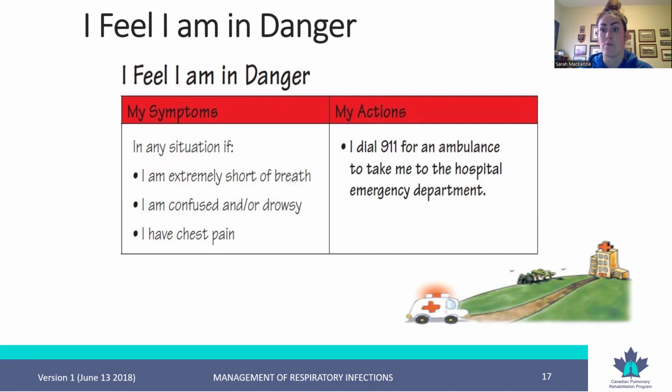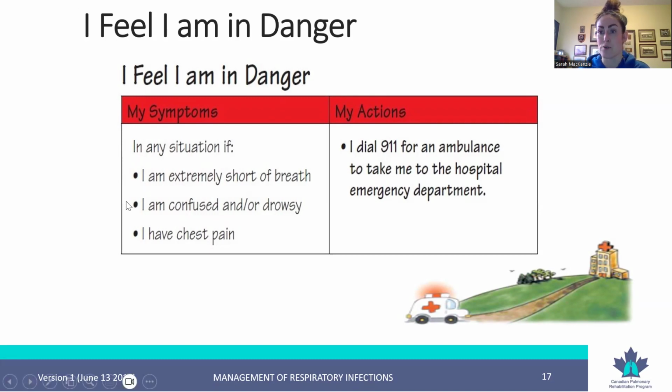And what I want you to remember is this is not sustainable. So you do not want to be 10 out of 10 short of breath at rest at home, because you'll tucker out. Okay, so call 911 immediately. This could also mean that there's something else going on. Maybe you have fluid around your lung. Maybe you have a collapsed lung. There are lots of things that could be going on that are all very serious.